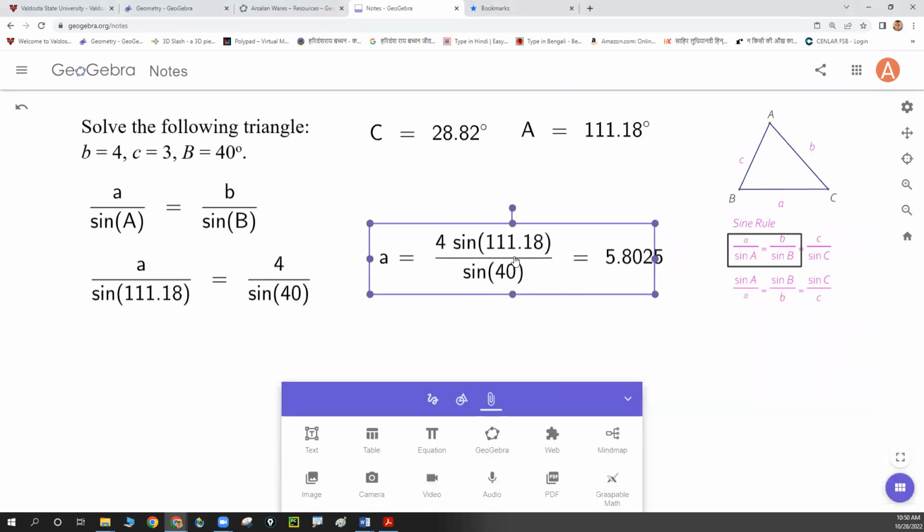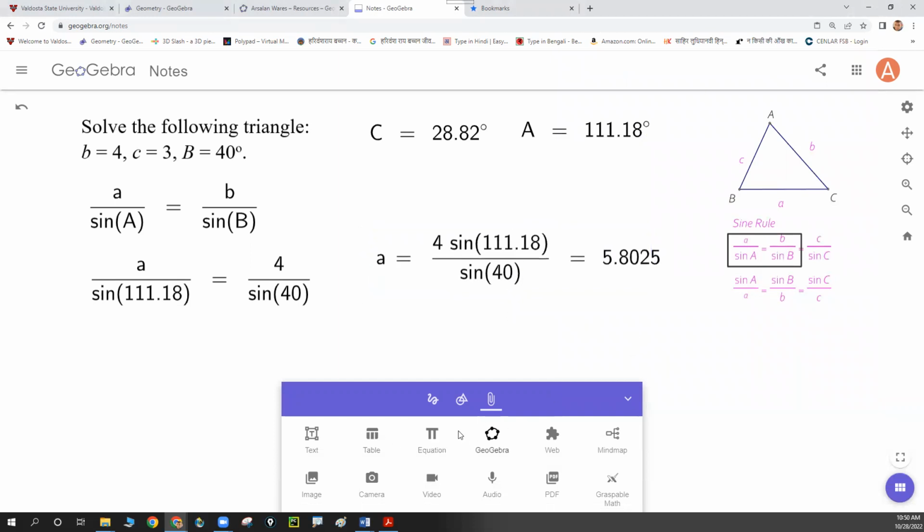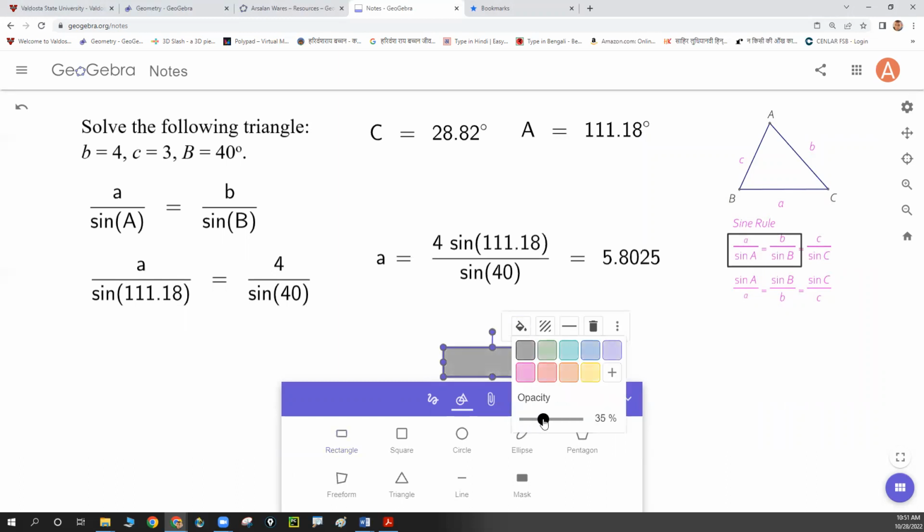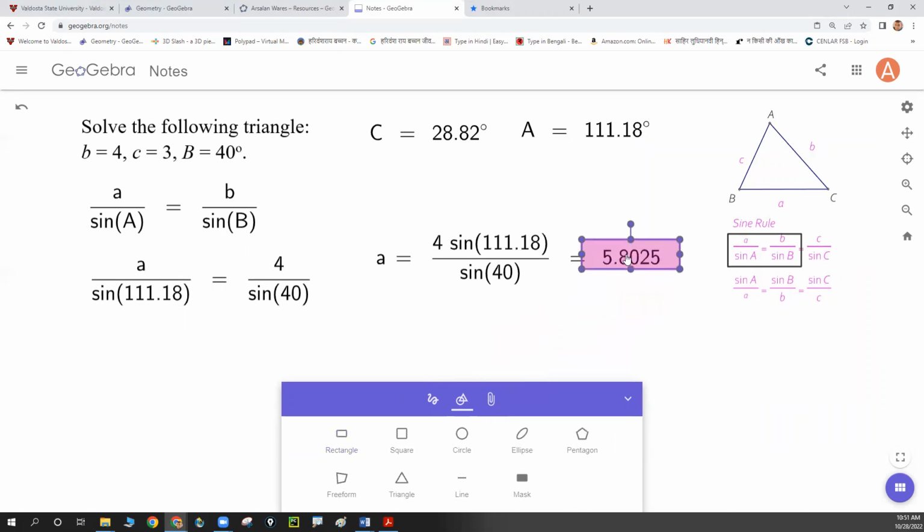So these are my answers. Small a, angle A, and capital C. These are my answers. Hope that helps.